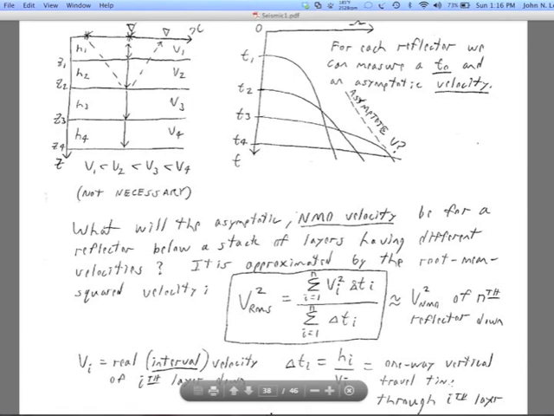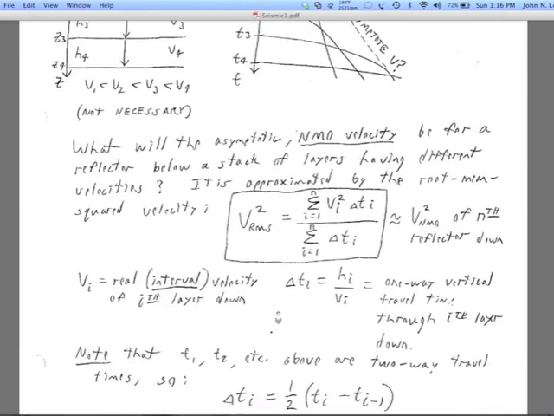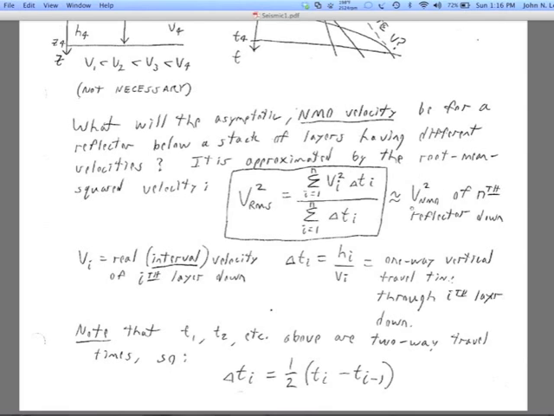So you can see the units work out, right? You take a sum that is meters per second, squared, times seconds, and you divide by a sum of seconds. What you're left with is meters per second, all squared, and that's an okay unit for Vrms squared. We take that as being equal to the NMO, the normal move-out velocity squared, of the nth reflector down. So we're summing all the layers above the reflector. We're not summing in any layers below the reflector, just the ones above it.